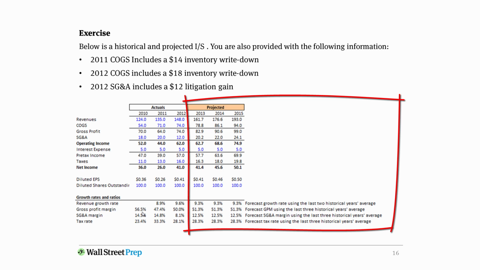With gross profit margin, we're going to forecast gross profit margin using the last 3 historical years average. The SG&A margin, we're going to use the last 3 years historical margin to forecast. And then tax rate, same story.